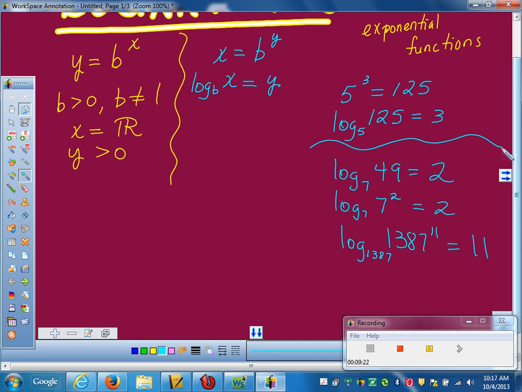All I did is I rewrote this. This is called exponential form, and this is called logarithmic form. They represent the same thing. You're writing the same exact thing in two different ways. You can write it as an exponent, or you can write it as a logarithm. You just switch how you write it.